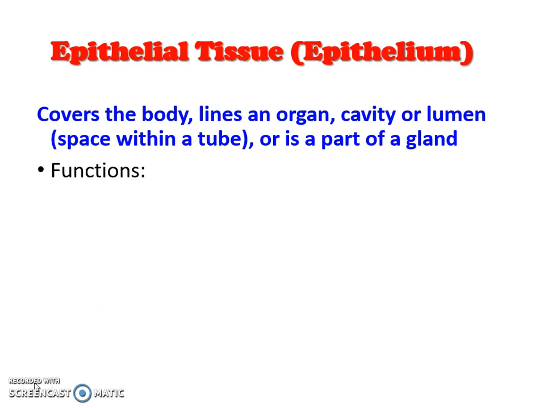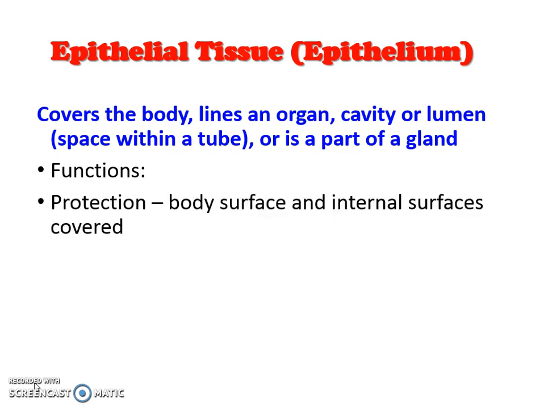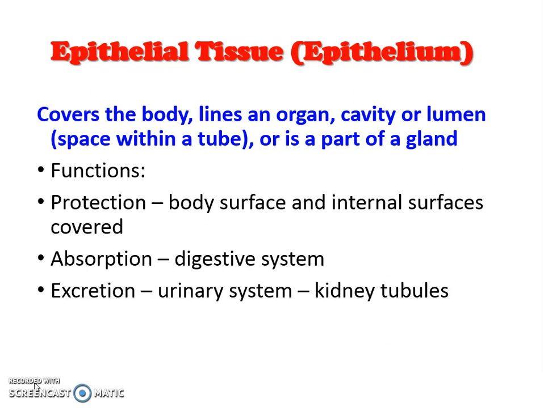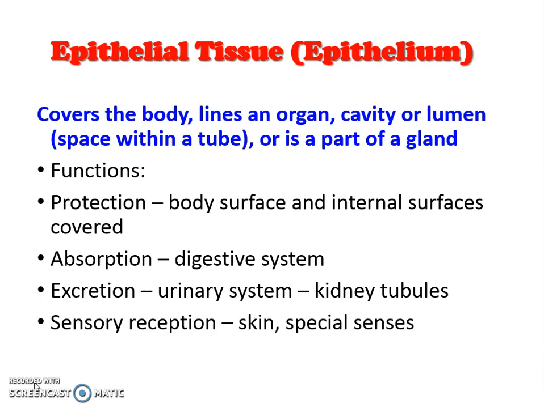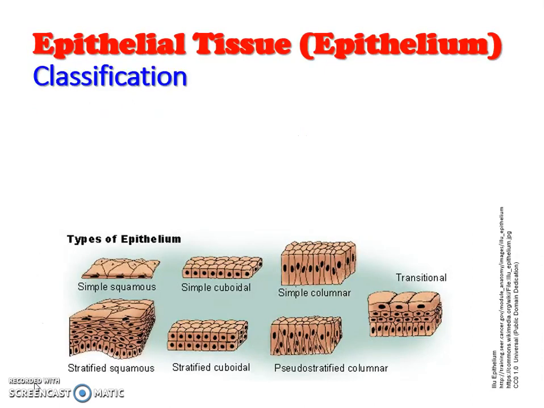Now, what do we use epithelial tissues for? Well, we can use them for protection. Those that are on the body surface are going to help protect the outside of the body or the internal structures. Some epithelial tissues, like those within the digestive system, are going to be used for absorbing nutrients and water. Some epithelial tissues, like those in the kidneys, are going to be used in the excretion, the getting rid of extra water and wastes. And some epithelial tissues found in the skin and some other places are also going to help us to detect what's going on inside and outside of the body.